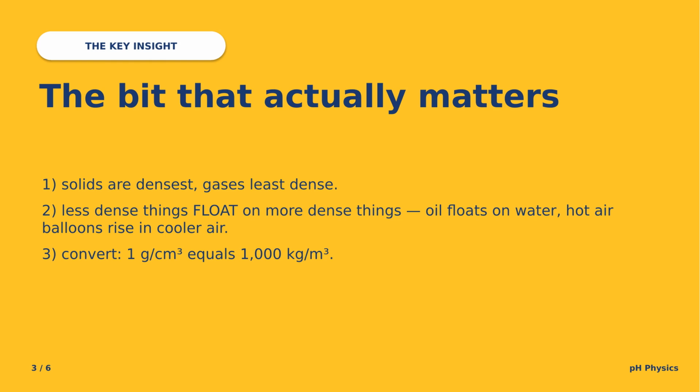Three things. 1. Solids are densest, gases least dense. 2. Less dense things float on more dense things. Oil floats on water. Hot air balloons rise in cooler air. 3. Convert. 1 gram per centimeter cubed equals 1,000 kilograms per meter cubed.